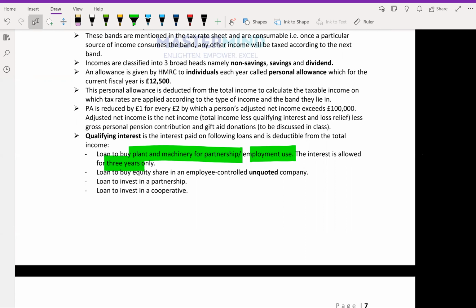Third, loan to invest in a partnership. If you're taking out a loan to invest in a partnership business, the interest on that loan will be treated as a qualifying interest.